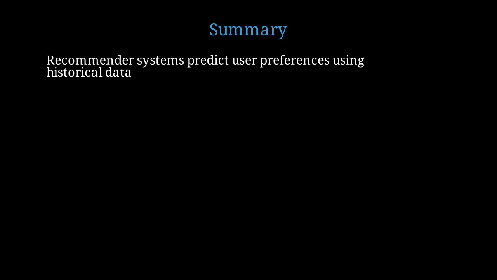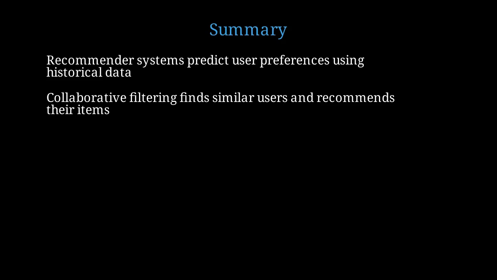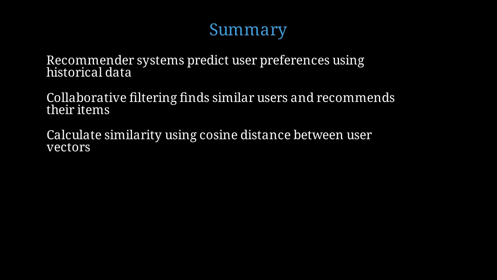Let's recap the key concepts for building e-commerce recommender systems. Recommender systems analyze past user behavior to predict future preferences and make personalized product suggestions. Collaborative filtering works by finding users with similar taste and recommending items that those similar users liked. We measure similarity mathematically using cosine similarity between user rating vectors in the user item matrix.